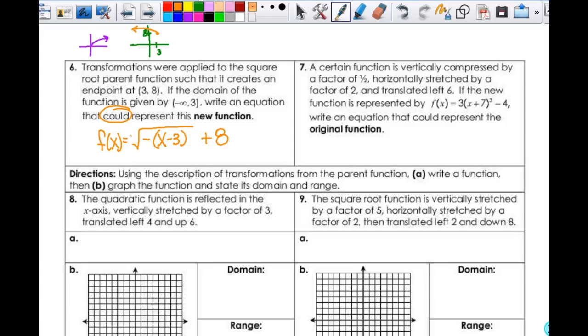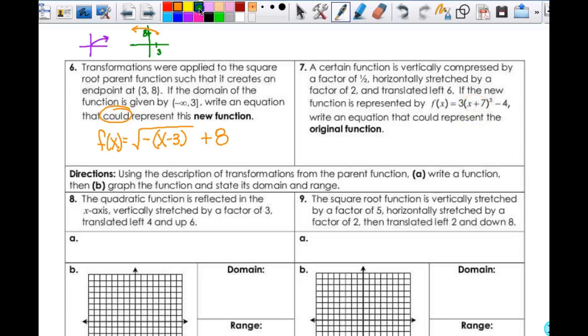All right, so then it says a certain function is vertically compressed by a factor of 1/2, horizontally stretched by a factor of 2, and translated left 6. If the new function is represented by this, then write an equation that could represent the original function. So it's the original function to get here. So basically we have to undo it.